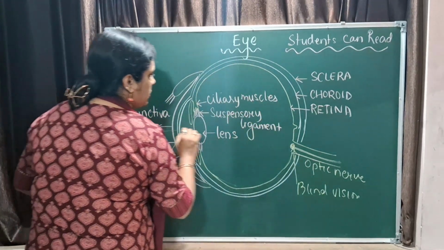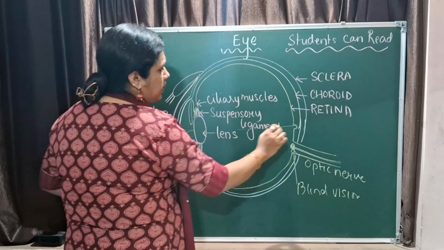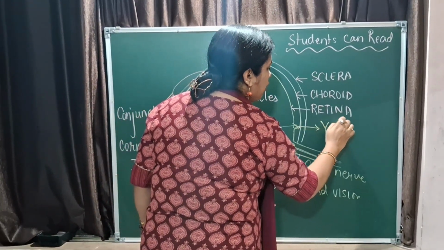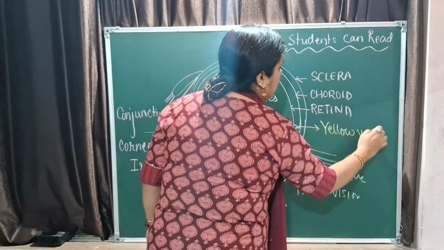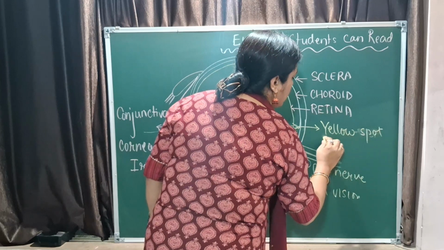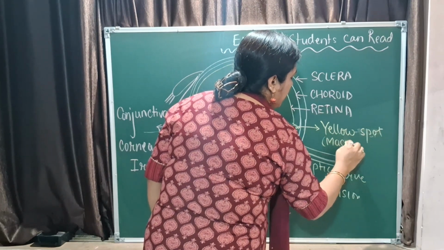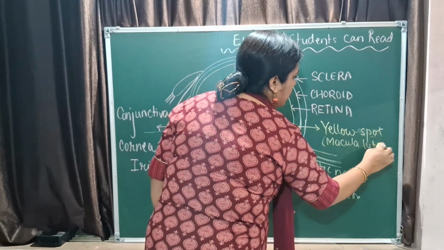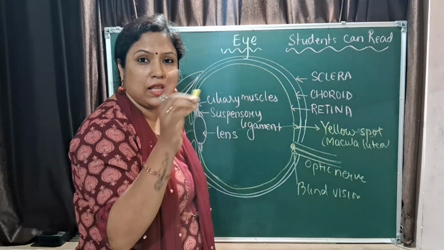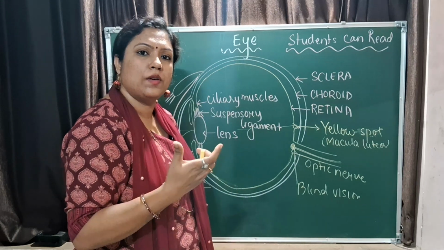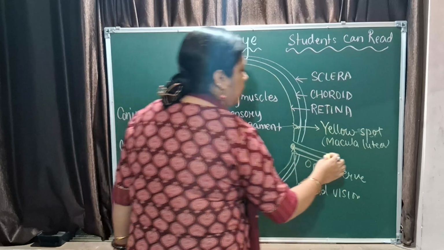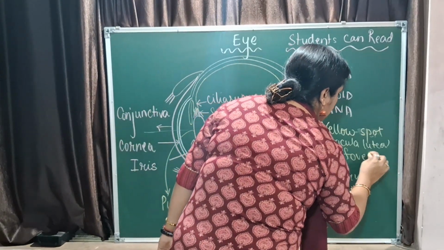Just parallel, from the median section, there is a yellow spot. This is the area of maximum vision. It is also called macula lutea. You remember the word luteum, corpus luteum, the yellow mass in the reproductive system chapter. Luteum is basically for yellow. Macula lutea is the yellow spot. The other name for this is fovea centralis.